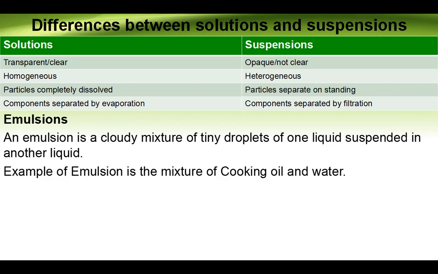What is sedimentation? Sedimentation is obtaining sediments by allowing the water to stay cool for some time. Let's see emulsions. An emulsion is also a cloudy mix of tiny droplets of one liquid suspended in another liquid. An example of these emulsions is the mixture of cooking oil and water. So, hope it's clear. Thank you for listening.